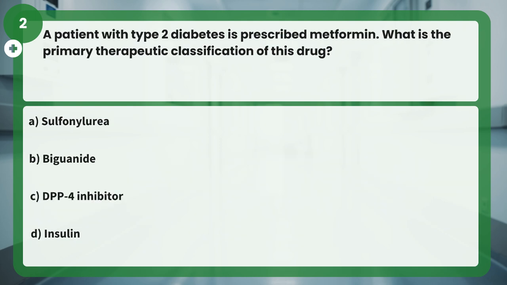Question 2. A patient with type 2 diabetes is prescribed metformin. What is the primary therapeutic classification of this drug? A. Sulfonylurea. B. Biguanide. C. DPP-4 inhibitor. D. Insulin.